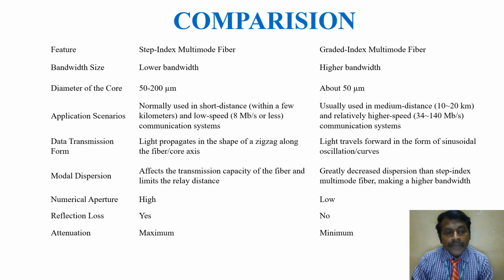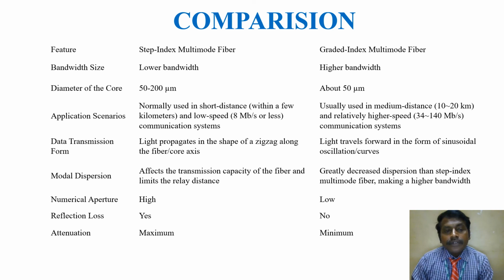Then for data transmission, the light propagates in a zigzag path along the step index multimode fiber. In gradient index fiber, the light ray travels in a sinusoidal form because numerous reflections occur during transmission. Then the modal dispersion in step index multimode fiber affects the transmission capacity of the fiber, and because of that it limits the relay distance. In gradient index fiber, dispersion is greatly decreased compared to step index multimode fiber, making a higher bandwidth.